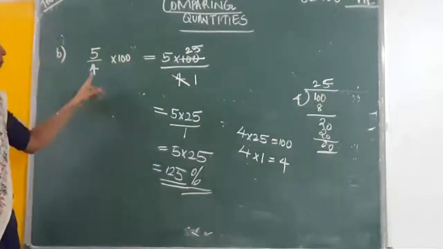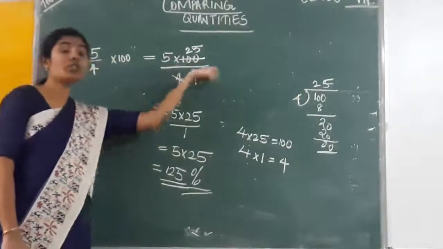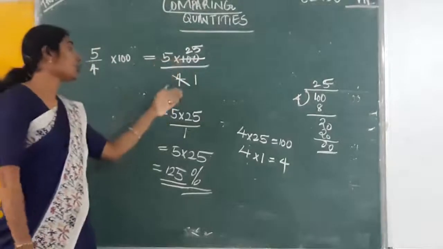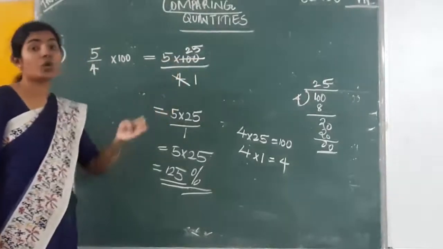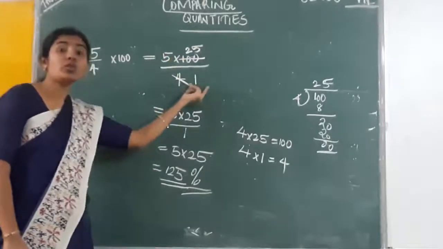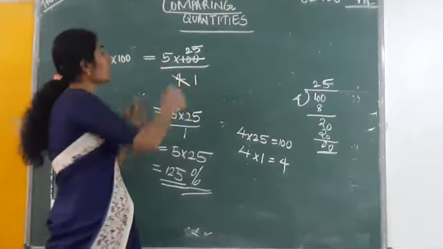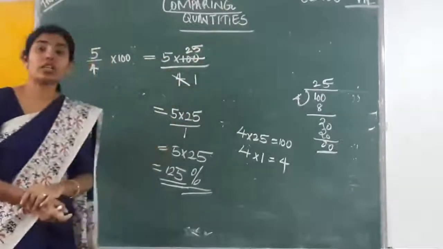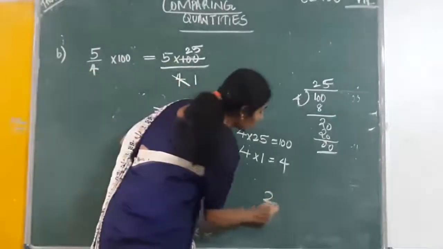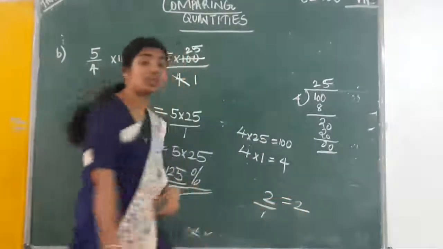Again you see, multiplied by 100. So you will get 5 multiplied by 100 whole divided by 4. 100 you can divide by 4, so you will get 25 and 1. Now what is the meaning? Now the denominator is 1. Denominator is 1 means the answer is 5 multiplied by 25, because any number when you are dividing by 1, you will get the same number.